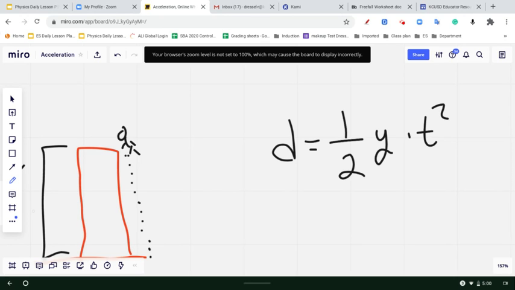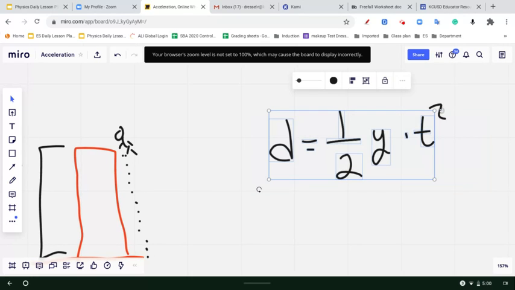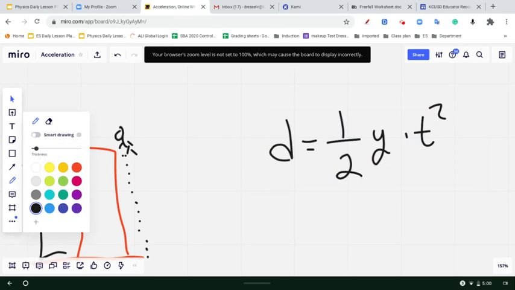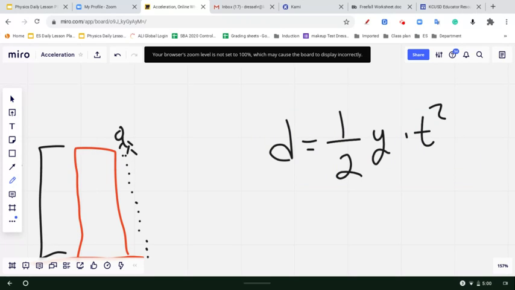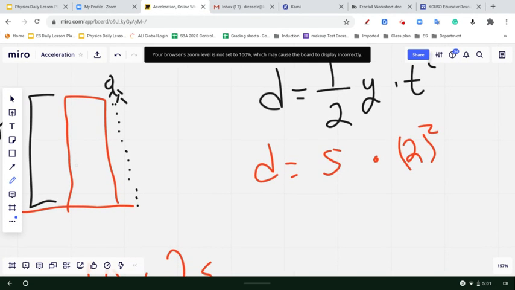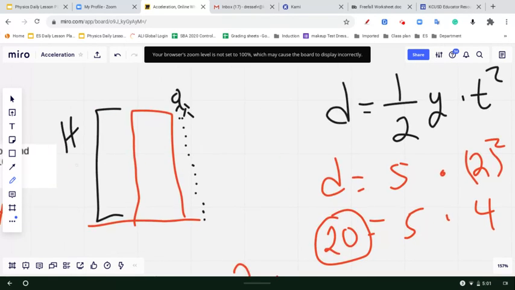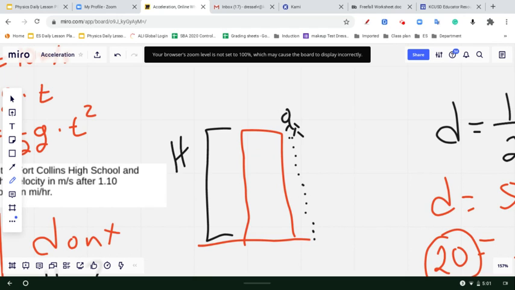Half of 10 is just going to be 5, so I'll start writing out my numbers. Distance is going to equal half of 10, which is 5, times the time squared. Time was 2 squared, so I'll put that in parentheses. Remember PEMDAS, you do that one first, so you're going to have 4 times 5, which of course equals 20. So the building is not very high. It is 20 meters tall, and that's how I can figure it out.